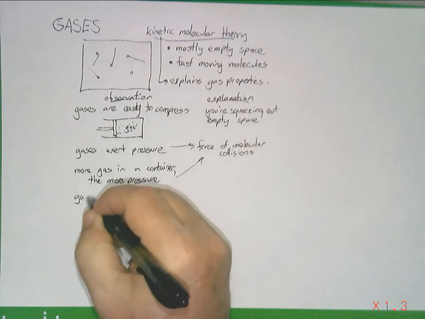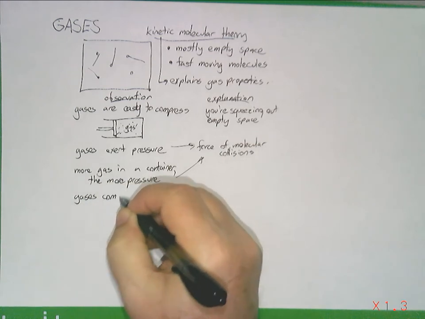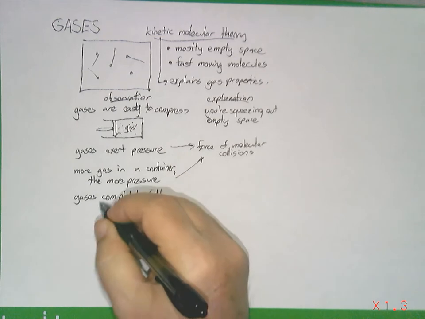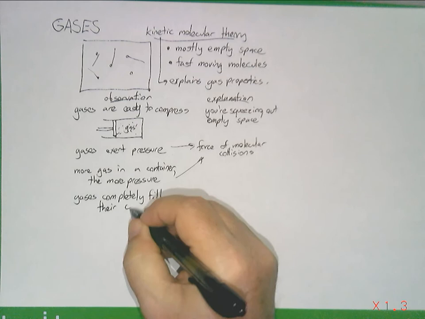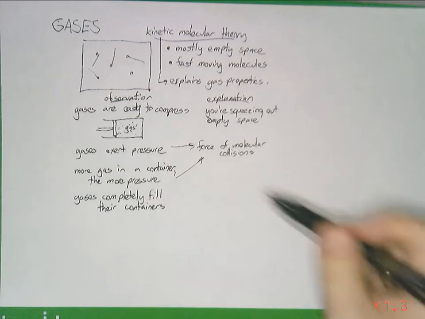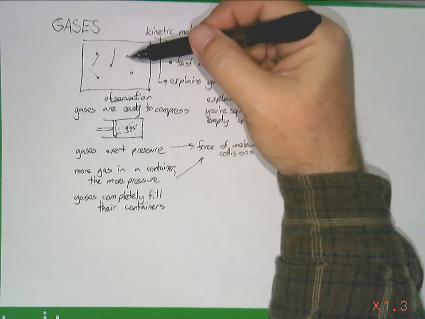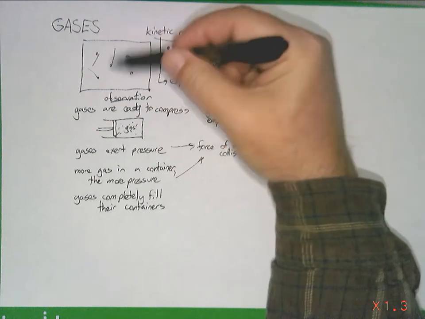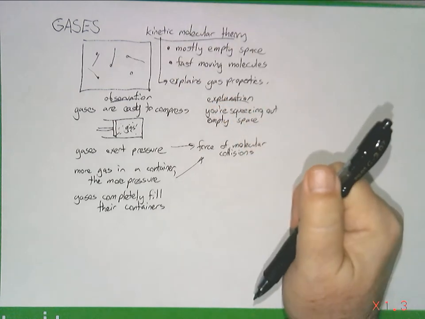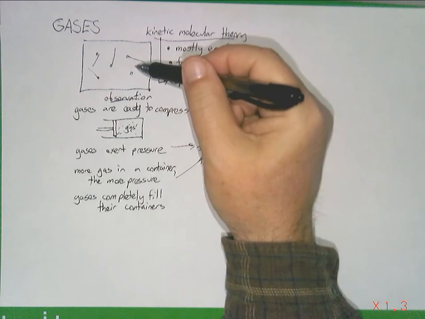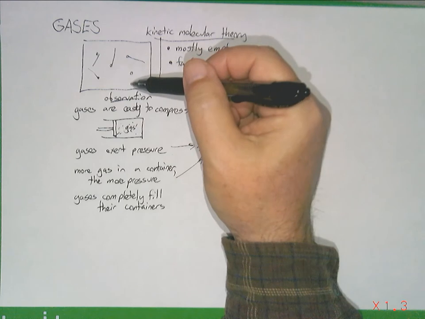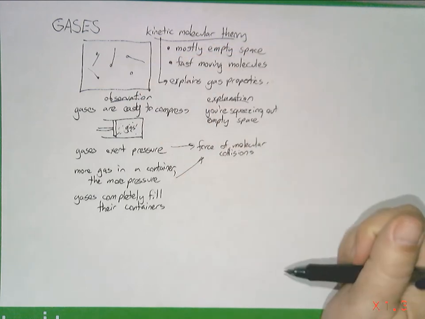Gases will completely fill their containers. And how come? Well, these gases are in constant motion. They will be constantly moving around, colliding with the walls, and they will explore every corner of this container. So they will not just sit on one side of the container or on the bottom of the container like a liquid would or a solid would. They will be everywhere in the container.